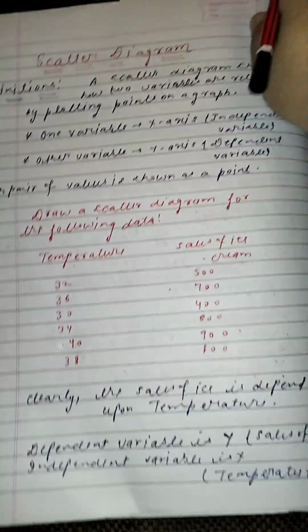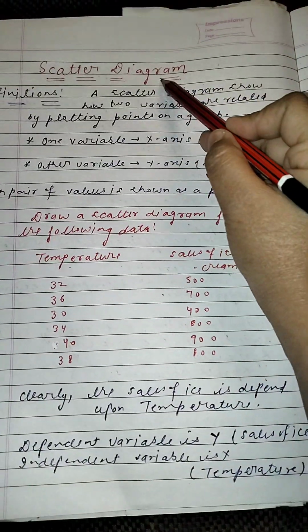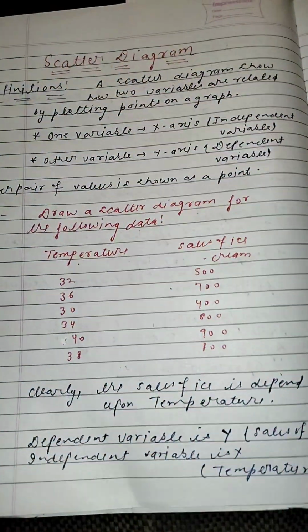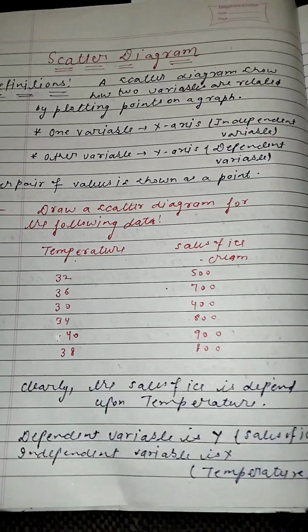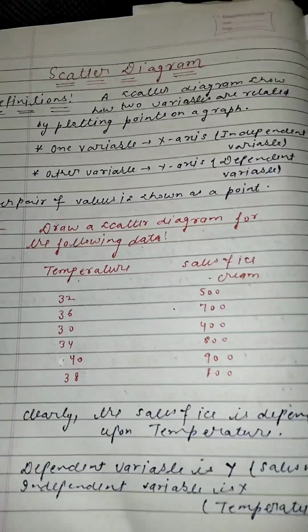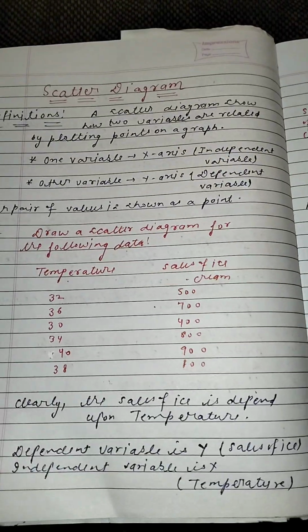So first the remaining topic is scatter diagram. This is from unit 3 maybe. These are small topics, not for long questions, but yes, it comes for 4 marks, so we have to cover it. And it's a very easy topic. First one is scatter diagram. And what is scatter diagram?